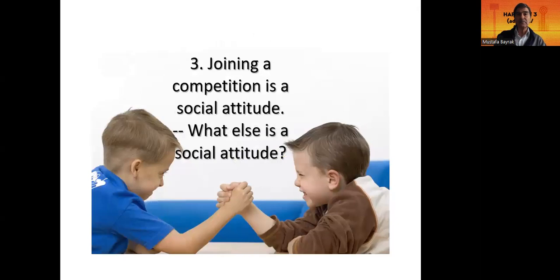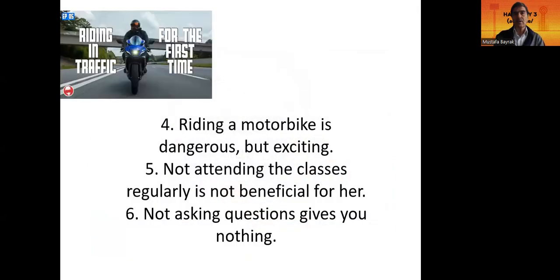Okay, 3, joining a competition is a social attitude. What else is a social attitude? Joining a meeting is a social attitude. Joining an occasion is a social attitude. Riding a motorbike is dangerous but exciting.